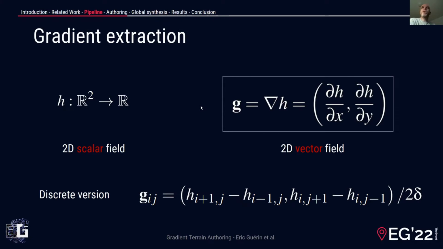Let us review the formalism of our dual elevation gradient framework. Let's start with the easy part. We define the terrain as a 2D scalar field H, that indicates the altitude at every grid position. The gradient is a 2D vector field G computed from H. Since we operate on a grid, we use a discrete version of the gradient.